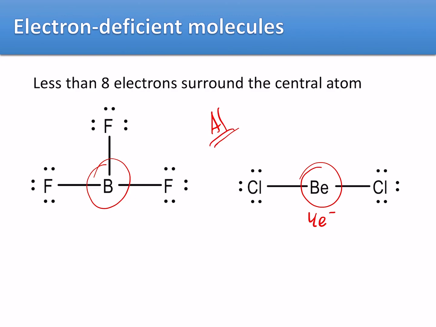So beryllium said, "You know what? I'm good. 4 electrons is more than enough for me." Boron does the same thing, except that boron has 3 electrons in the last shell and can form 3 bonds that complete 6 electrons. But same as beryllium, these two are just happy. They are happy with incomplete. They don't mind.